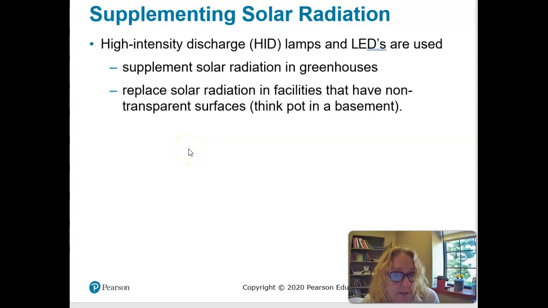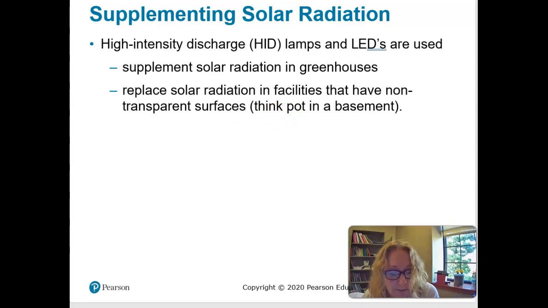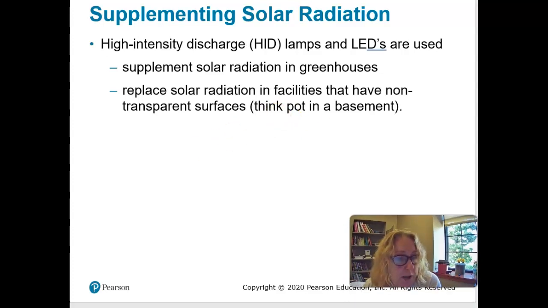Okay, there are different types of supplemental lighting used in greenhouses. We are getting much more efficient with these, and there are way better options than there used to be. So high intensity discharge lamps and LEDs are typically what you're choosing from.